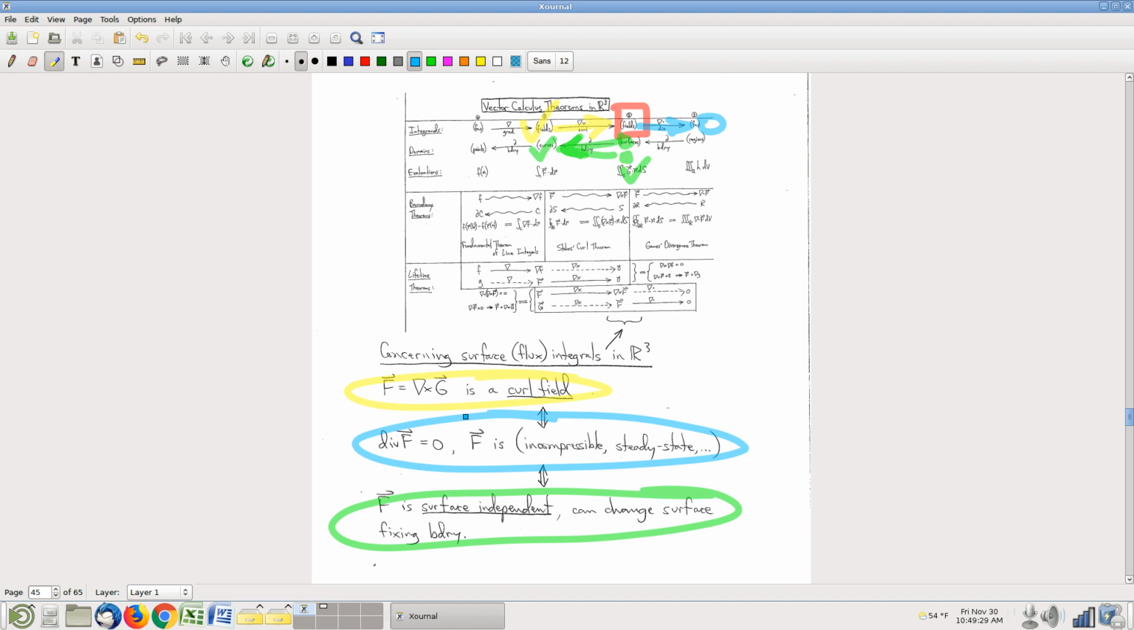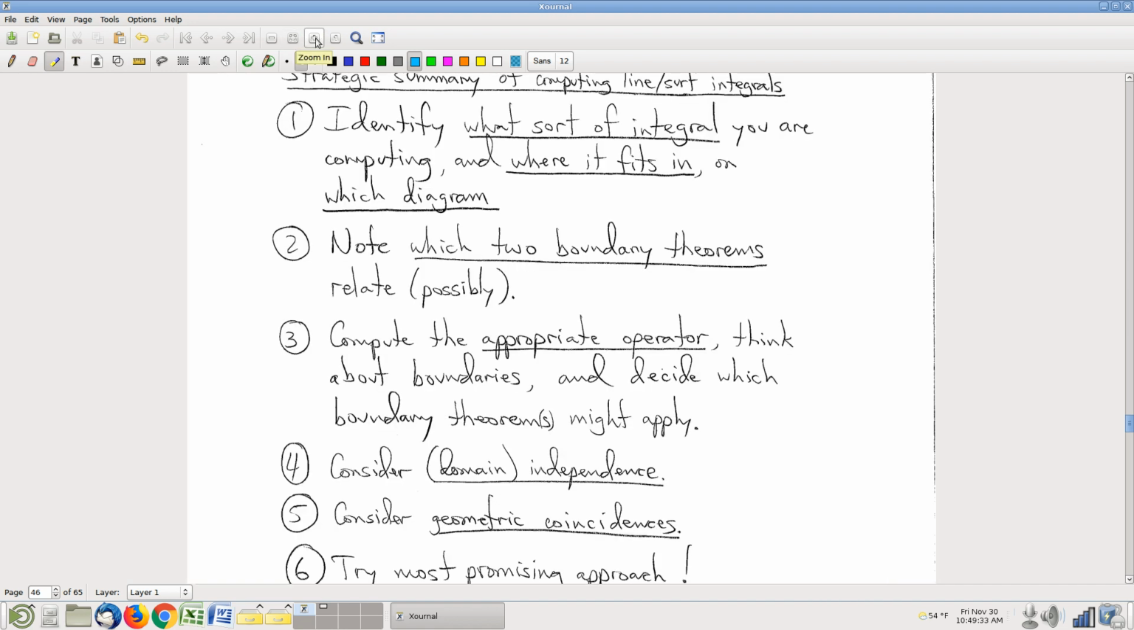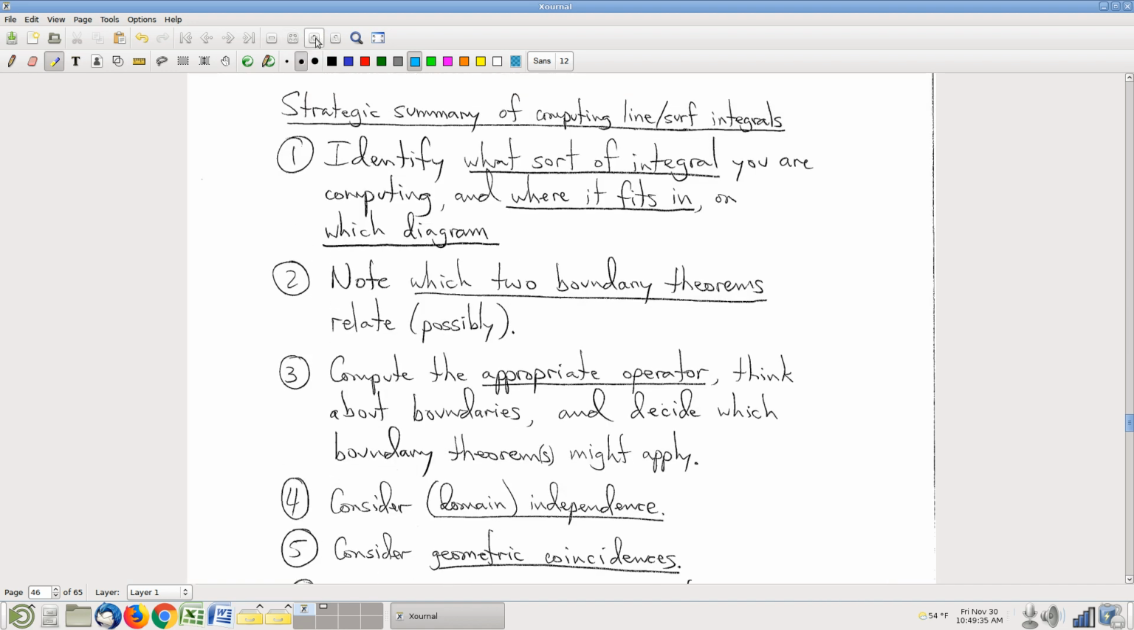Okay. All right. So here's what I like to call a strategic summary for how to compute line integrals and surface integrals. Which, by the way, as you've noticed, is a really big deal in Chapter 15. And why is Chapter 15 a really big deal? Well, because computing line integrals and surface integrals and being able to relate them by way of these theorems is a really big deal in applications in the real world. It's just tremendously important.